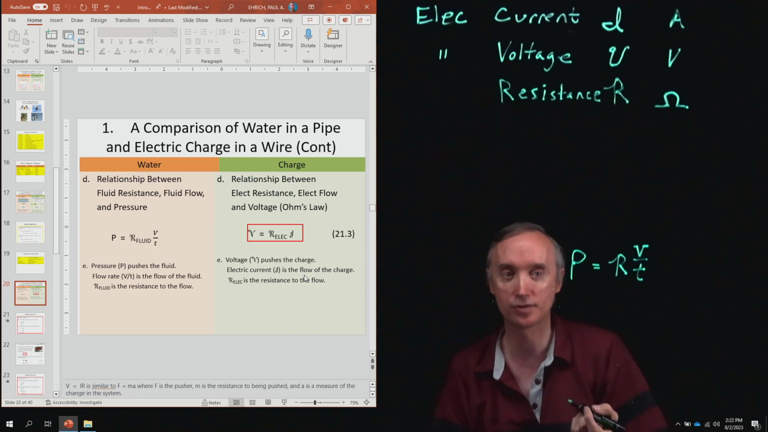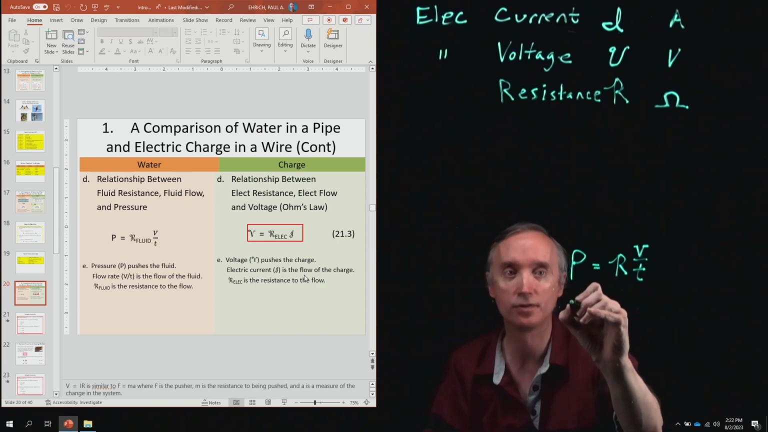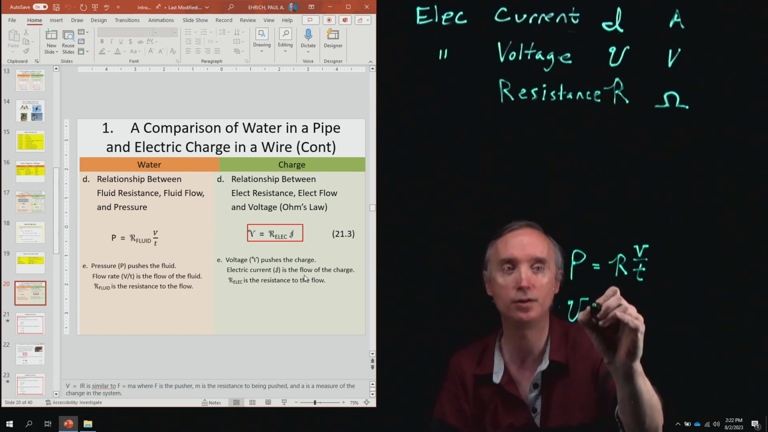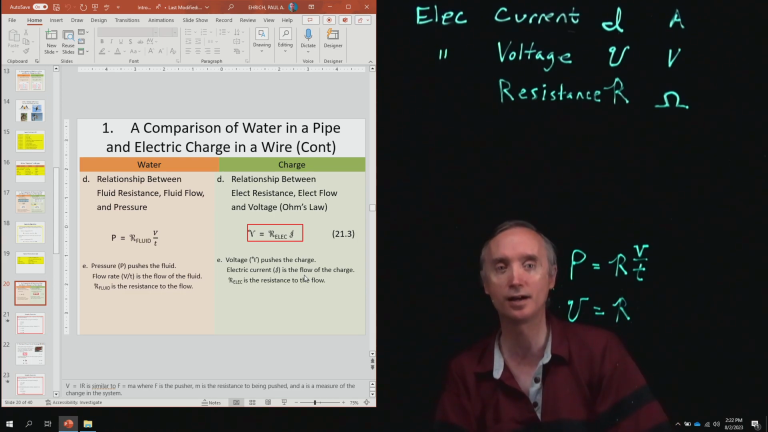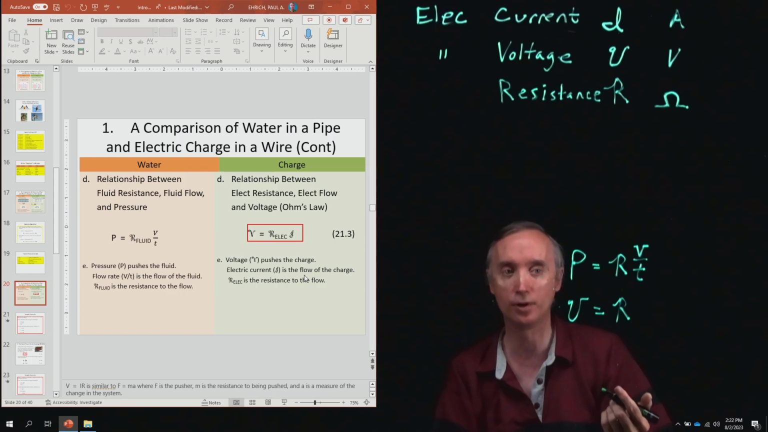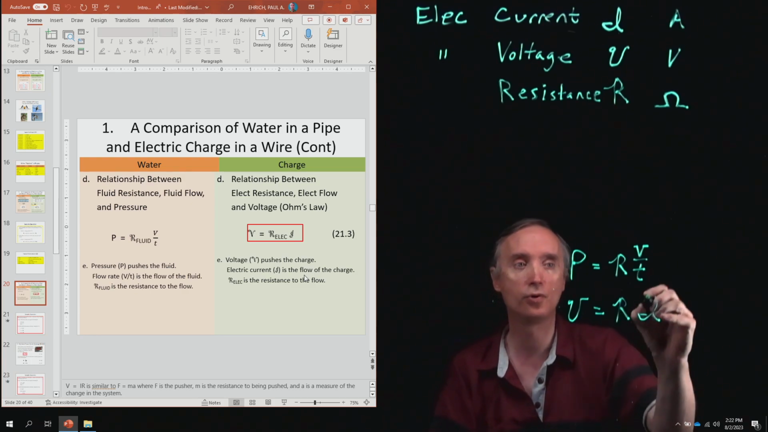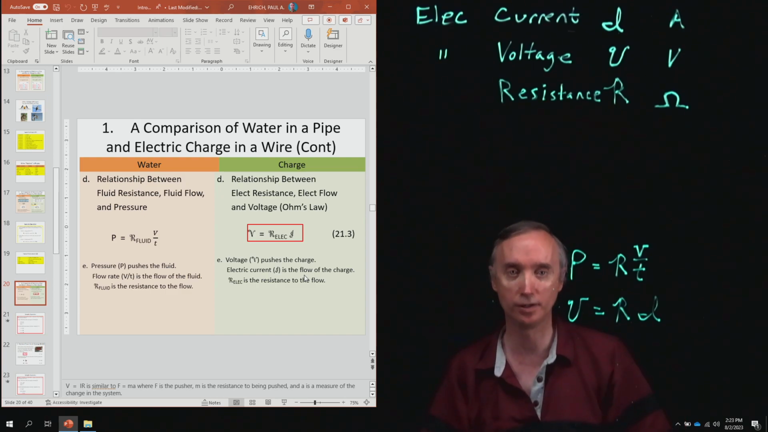But we're interested in electricity. So what is the pusher of electricity? That's going to be the voltage. So we have the voltage is going to be equal to, okay, now this is going to be the resistance, but this is the electrical resistance. And then finally we got the thing that is flowing, which is the electrical current. Now, normally we don't write it this way. We say that V equals IR. That's the way that it's normally written, and that's going to be called Ohm's Law.